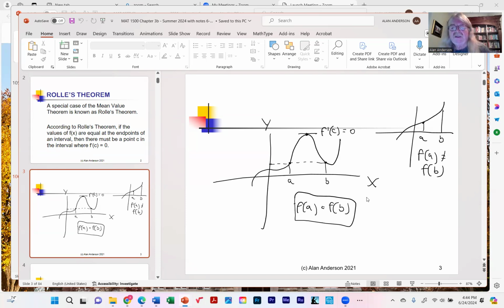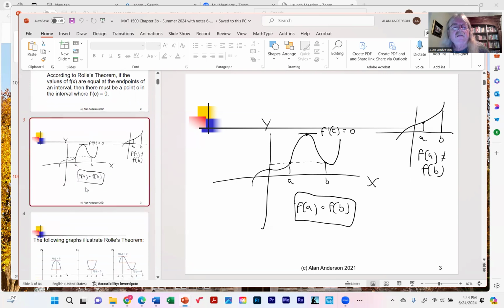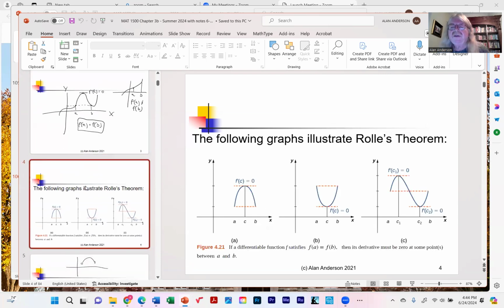So anyway, they're telling us here, like this graph that I drew here, because f of a and f of b are equal to each other, it guarantees that somewhere inside here, the tangent line will be 0. Okay. Now, the one on the left, this is true. The one on the right, no, because f of a is different than f of b. Okay, so here we have some cases where this is true.